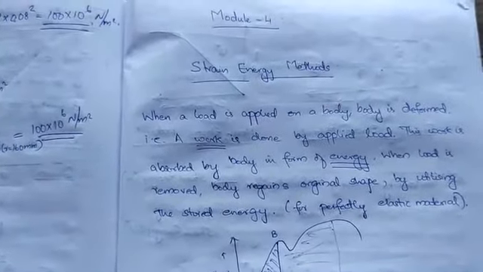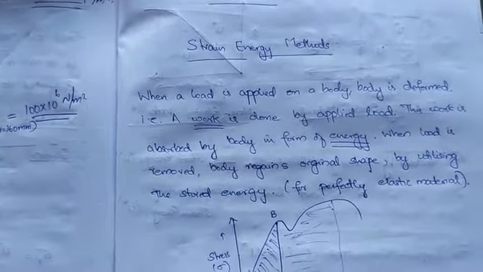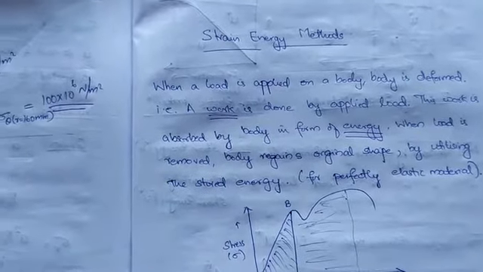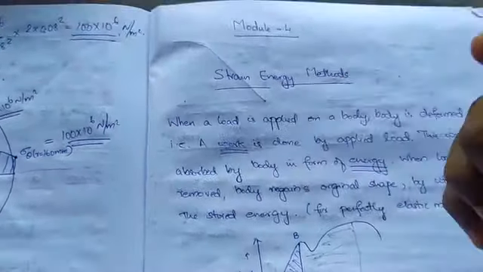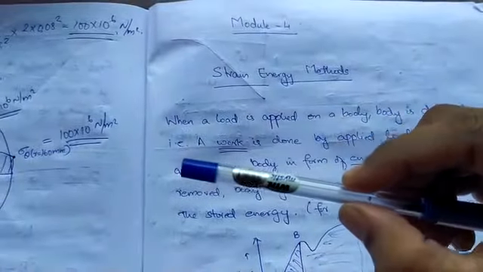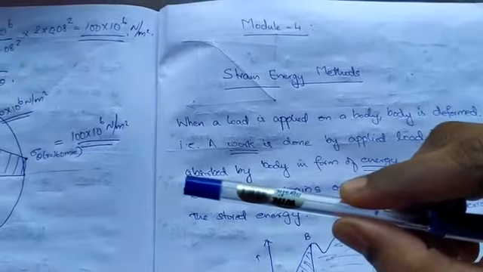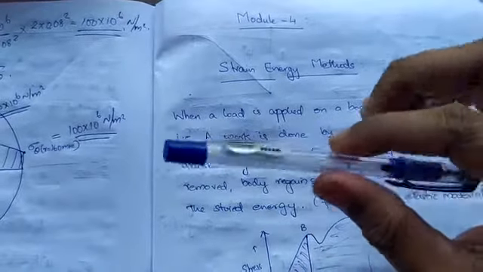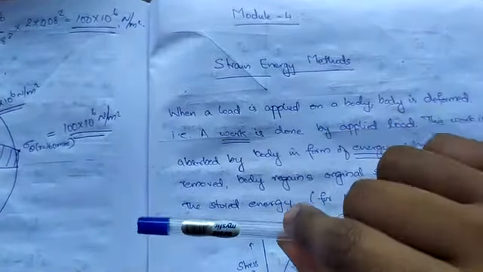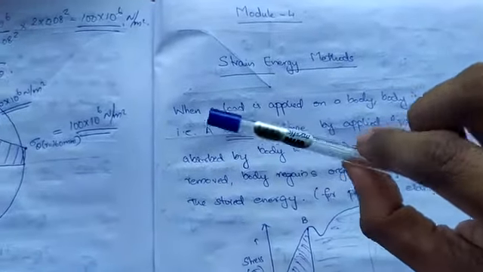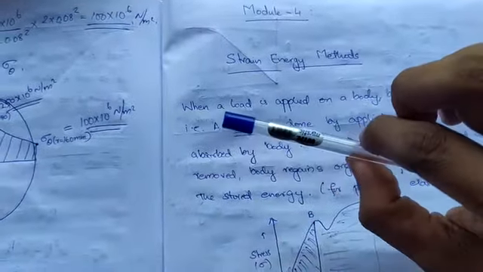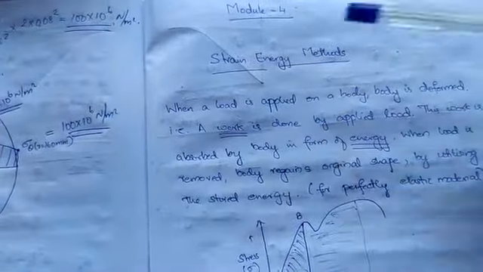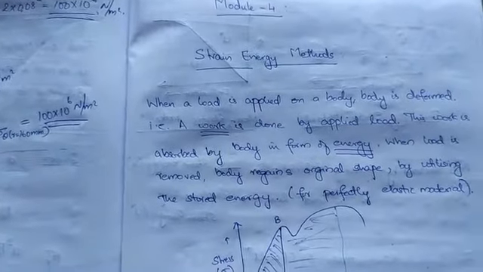So what do you mean by strain energy? When a load is applied on a body, the body is deformed. That means if you have a body and you are applying a load, you are pressing it, the object can be deformed. Now this deformation is associated with a work. This is deformed due to some work that has been done by my fingers. So a work is done by this application of load.